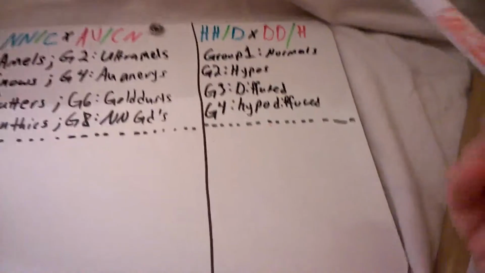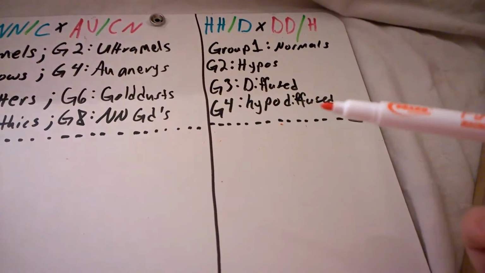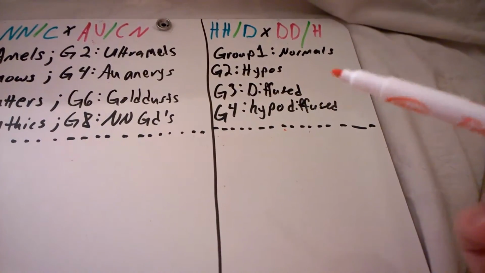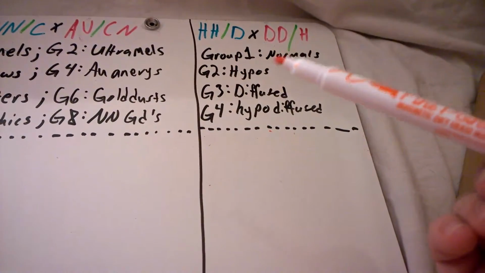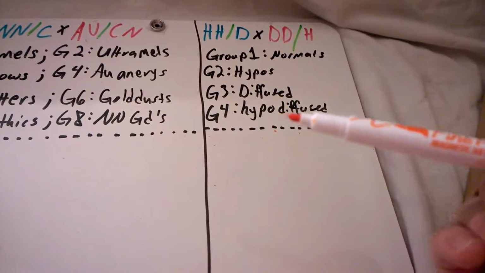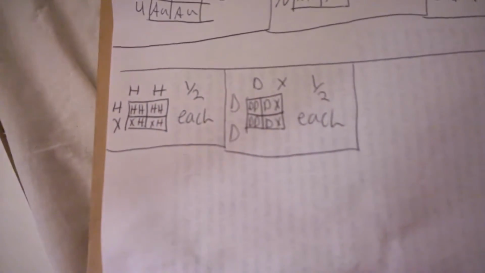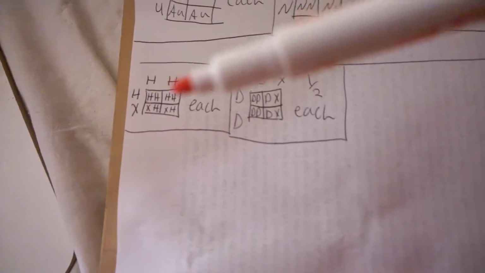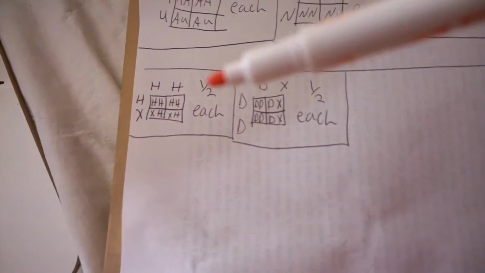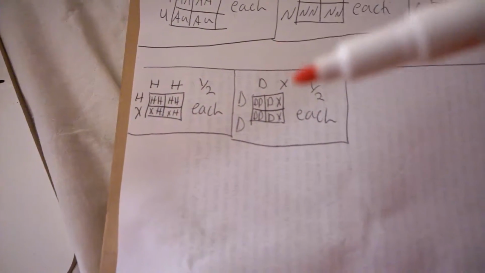So basically, when you are trying to figure these out, what I recommend is doing Punnett squares. If you don't understand Punnett squares, go back to my previous videos and learn how to read them, because that's going to be essential to understanding how to do all this. Okay, so I've done a couple Punnett squares for these over here, this one in particular, just to show that there's a chance of getting half hypos if you breed a hypo to a het hypo, and there's a chance of getting half diffuse if you're breeding diffuse to a het diffuse.